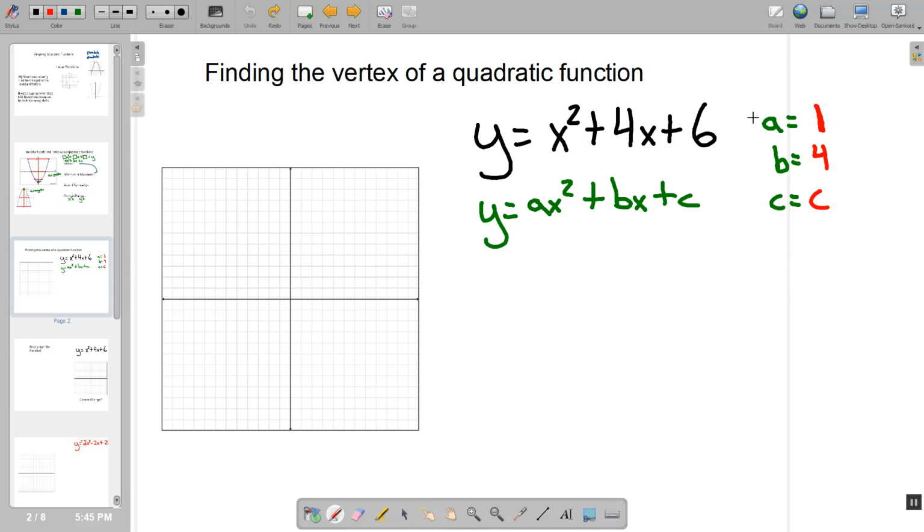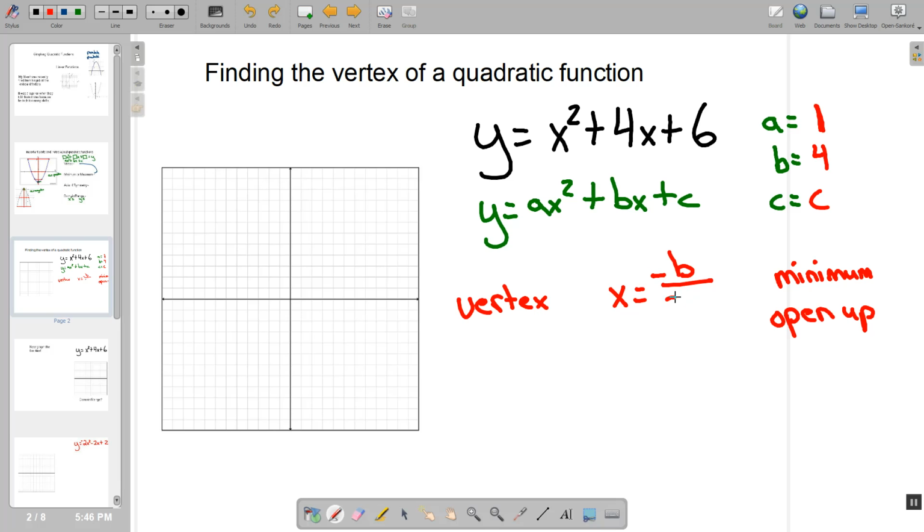This a value is positive, so this means we are looking for the minimum because our parabola is going to open up. And here's probably the most important part of a quadratic function: in order to find the vertex, we are looking for the x value that is equal to the opposite of b over 2a.